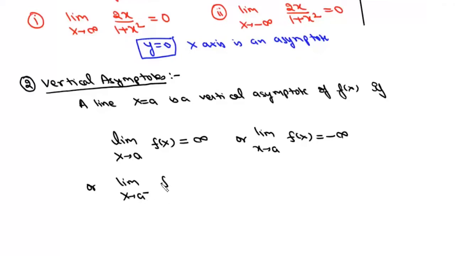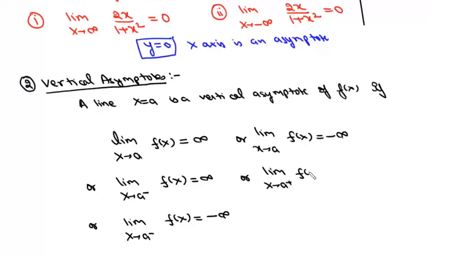Limit x tends to a negative, f(x) approaches infinity, or this limit x tends to a negative, f(x) approaches minus infinity, or this limit x tends to a positive, f(x) approaches plus infinity, or this limit x tends to a positive, f(x) approaches minus infinity. When any or both of the one-sided limits approach infinity or minus infinity, then we say this line x equal to a is an asymptote to this curve.